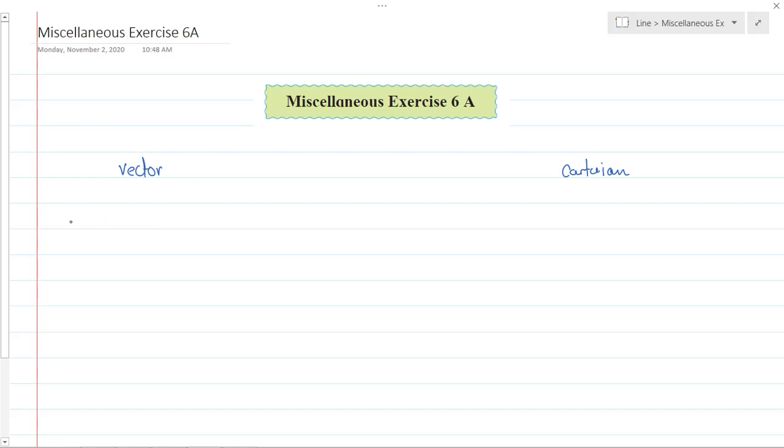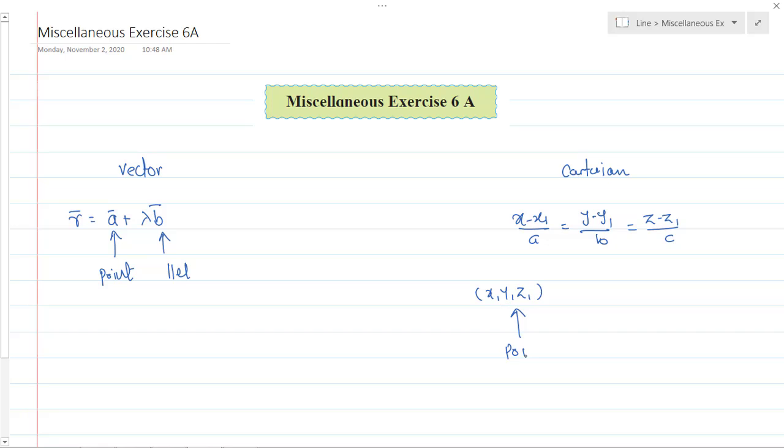What is the vector equation? It is r bar equals a bar plus lambda b bar, where a bar is the point through which your line is passing, and b bar is a parallel vector to the line. And what is the Cartesian equation? It is (x minus x1) by a equals (y minus y1) by b equals (z minus z1) by c, where x1, y1, z1 is the point through which your line is passing, and a, b, c are the direction ratios of the parallel vector.